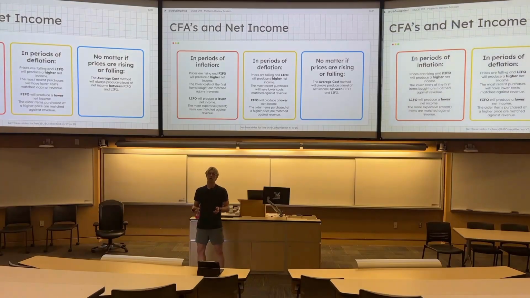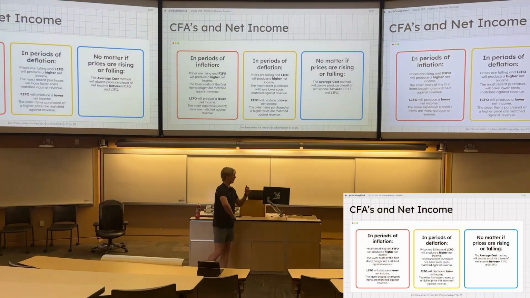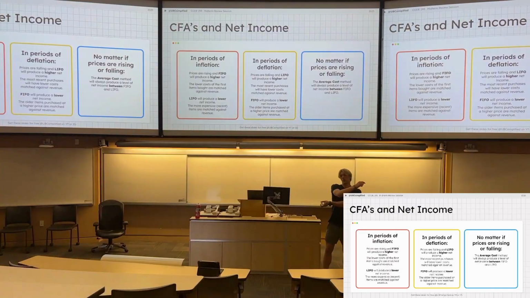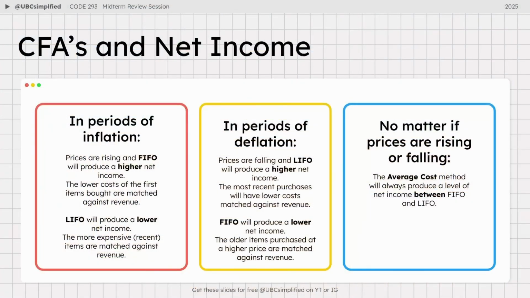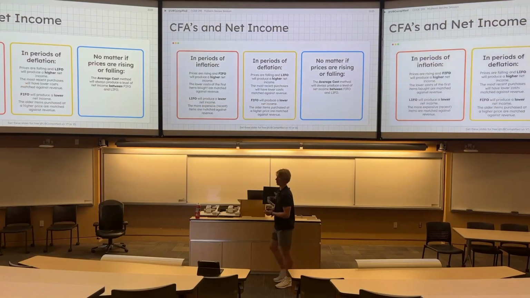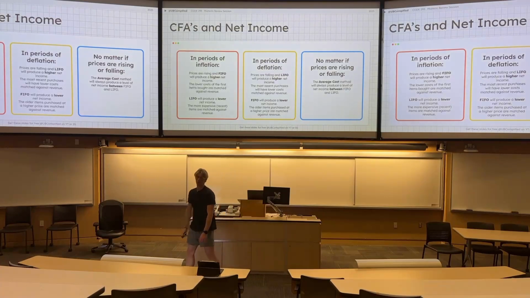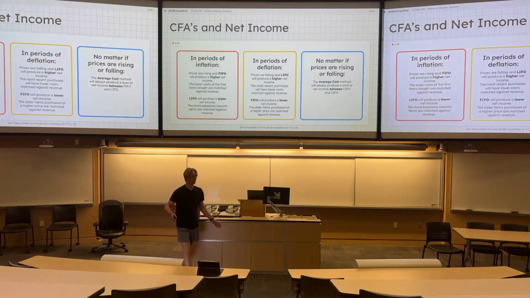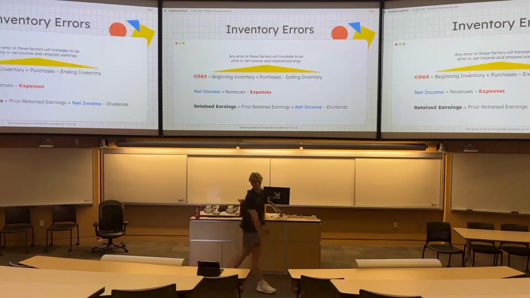So like we were talking about inflation, if you're in periods of inflation where the prices of things are increasing and you're using first in, first out, then you're going to be using the cheaper items, which means the cheaper cost of items, which means your COGS is going to be lower. Opposite for last in, first out, and opposite as well for deflation. And again, it doesn't matter if prices are rising or falling, your average cost is going to be somewhere in the middle of those two.